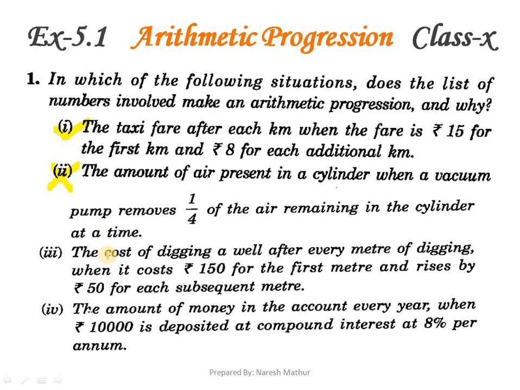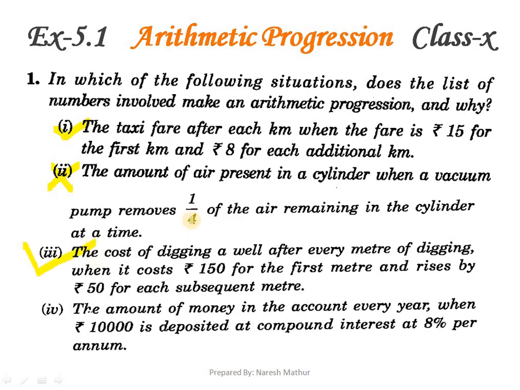Next question. The cost of digging a well after every meter of digging, when it costs 150 rupees for the first meter and rises by 50 rupees for each subsequent meter. As it is already given in the question that it is rising 50 rupees for each subsequent meter, it means the first meter would cost 150 rupees, and the second would cost 200, then 250 and 300, and so on. So it is making an AP, as the common difference is the same, 50.